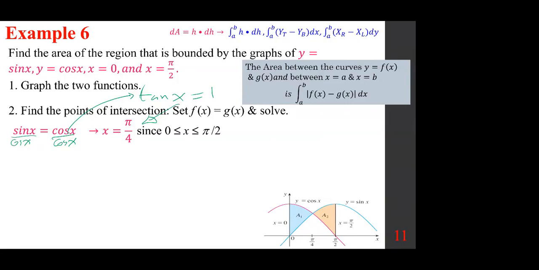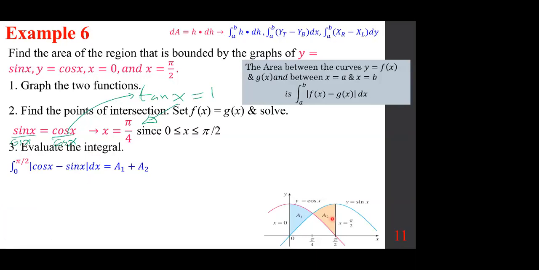Therefore, now we want to evaluate the integral. What integral? Well, let's figure out what happens. We are going to say cosine x minus sine x, or sine x minus cosine x. Makes no difference if we use an absolute value sign. Makes no difference whatsoever. And therefore, it's A1 plus A2.